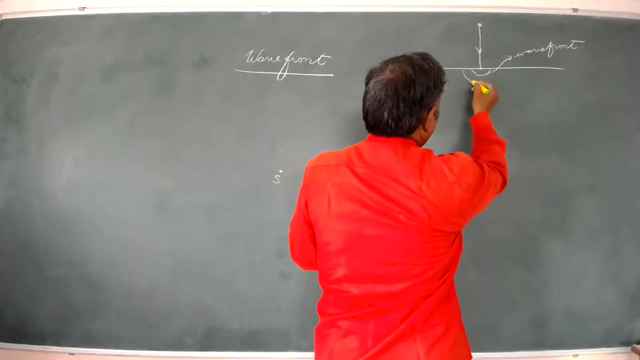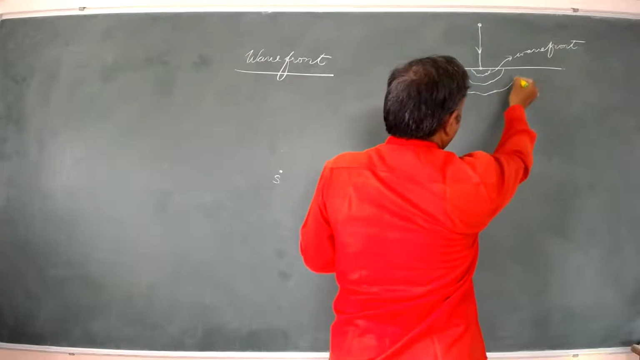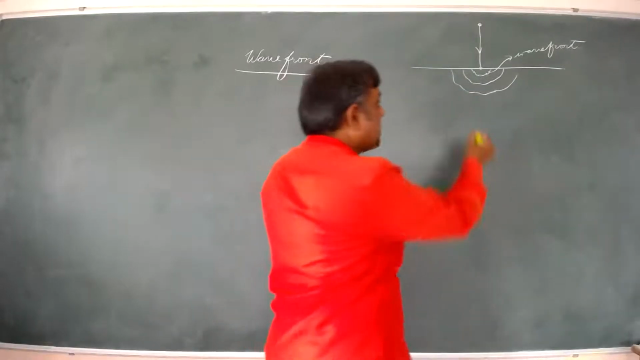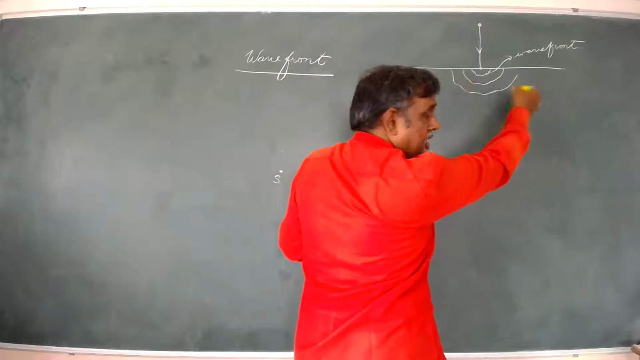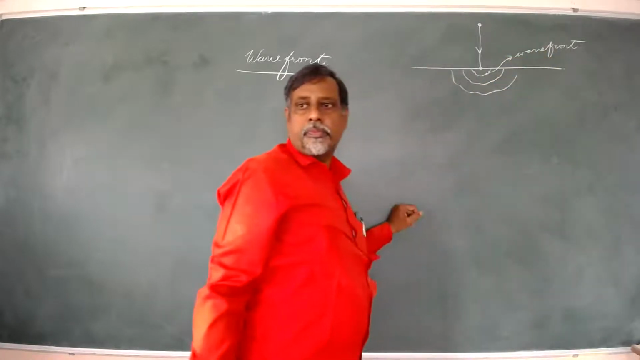Next, one more ripple is getting developed. This is wavefront. One more ripple is getting developed. This is wavefront. Wavefront means what? What do you mean by wavefront? See, this is the locus. This is the envelope of all these medium particles.